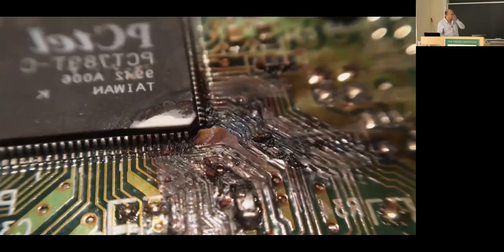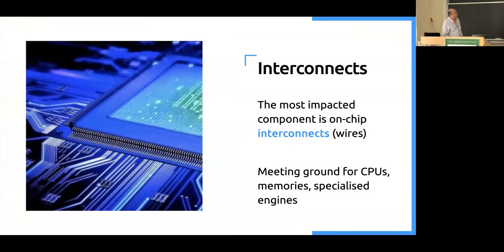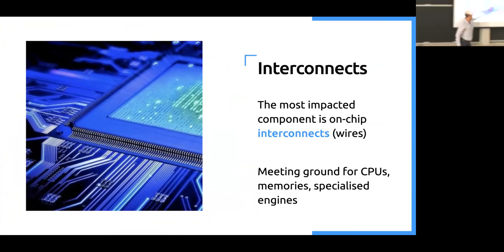So this is an example of a catastrophic failure where you have a meltdown of the chip at temperatures too high. And on a chip, interestingly, the component that's impacted the most is actually the interconnects, or the wires. If you look at the picture here, these are the interconnects, the wires that are connecting modules on a chip. Interconnects are the meeting point of all the modules because they have to communicate with each other.